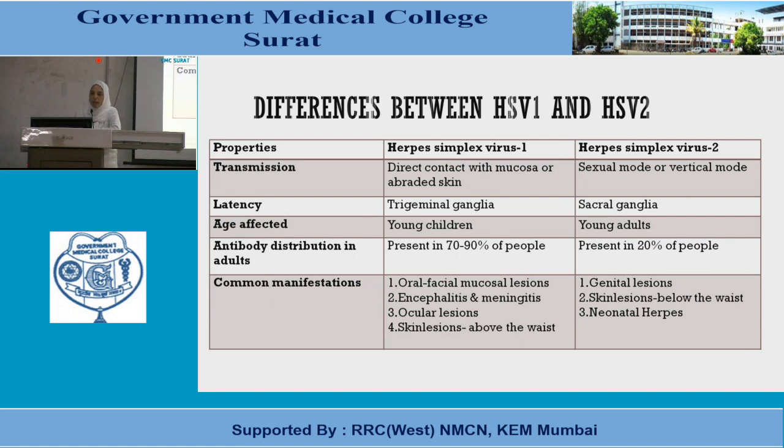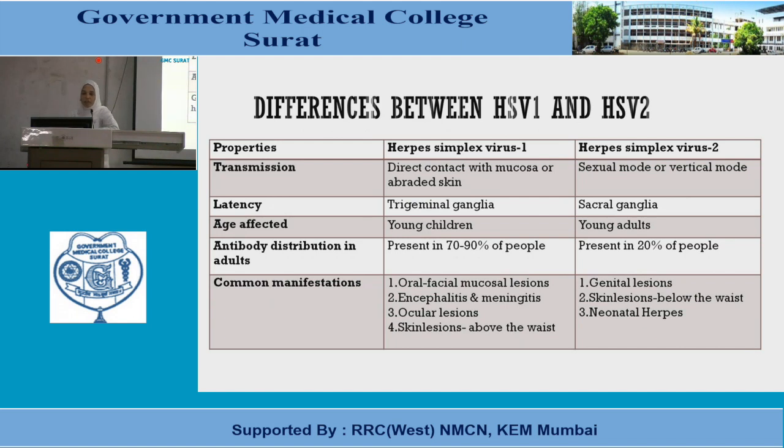So HSV-1 is above the waist and HSV-2 comes below the waist. Babies may have neonatal herpes by herpes simplex 2. If the mother is infected, while passing through the birth canal, the baby may get infected. Now what are the properties?